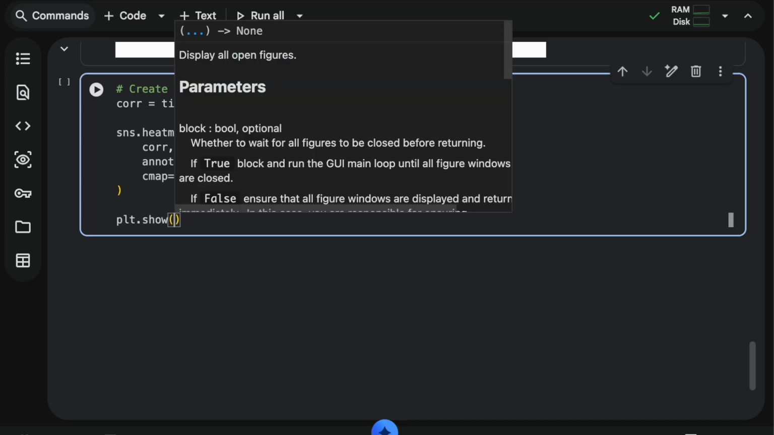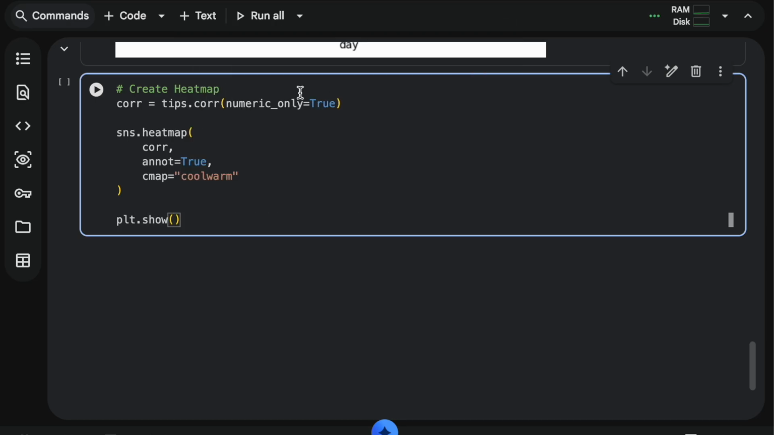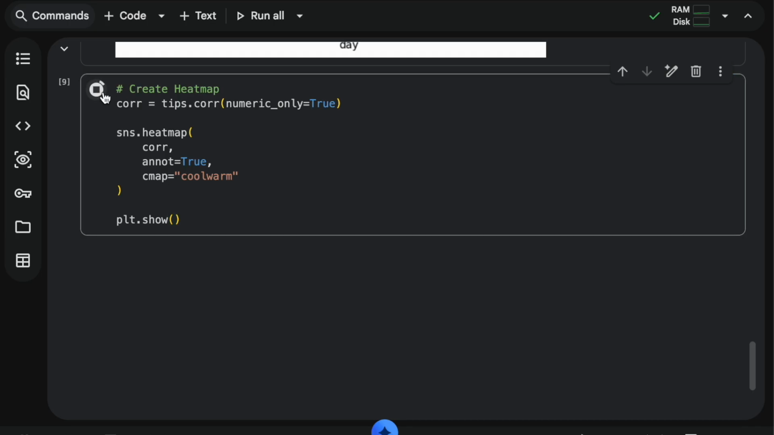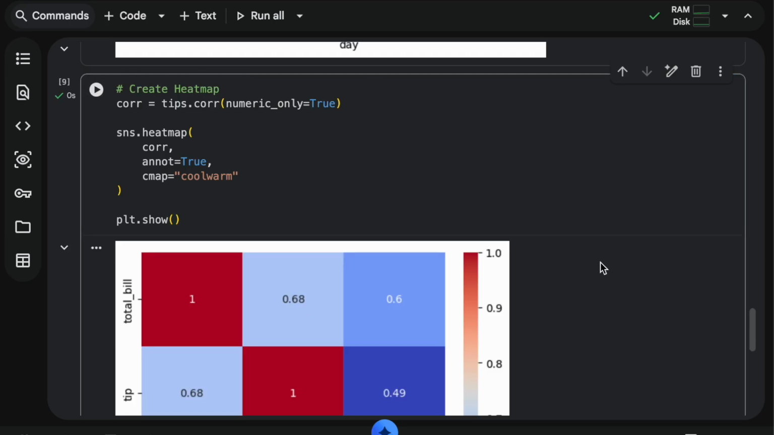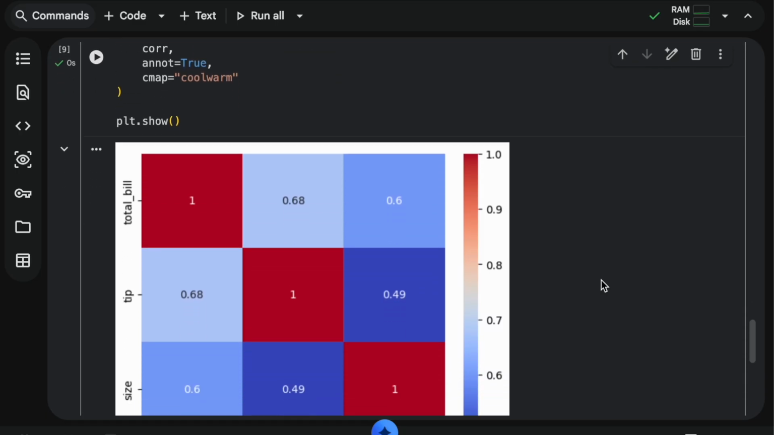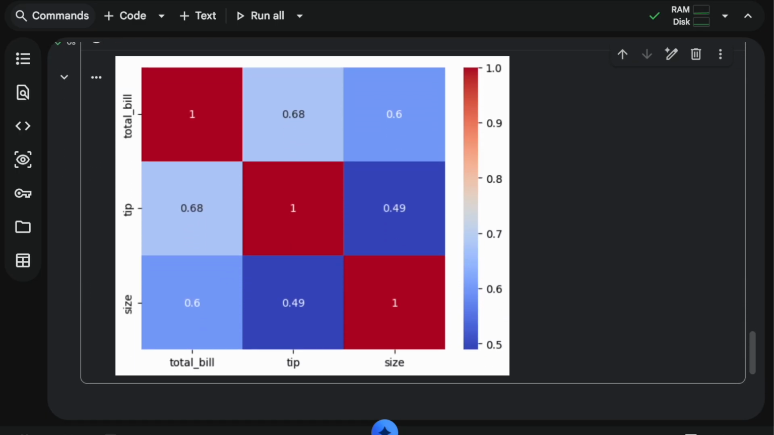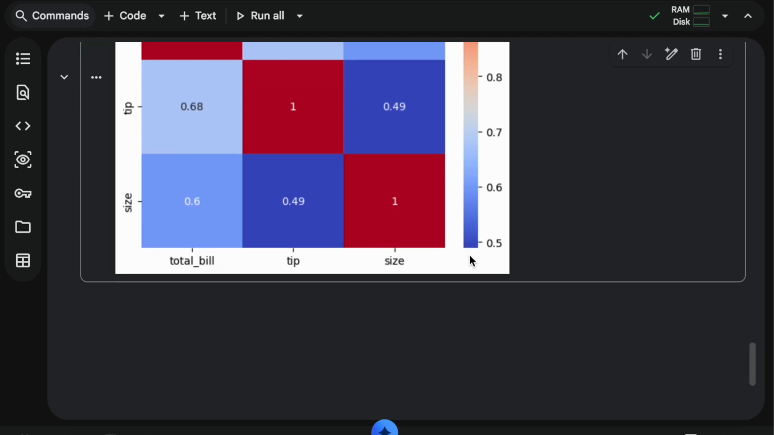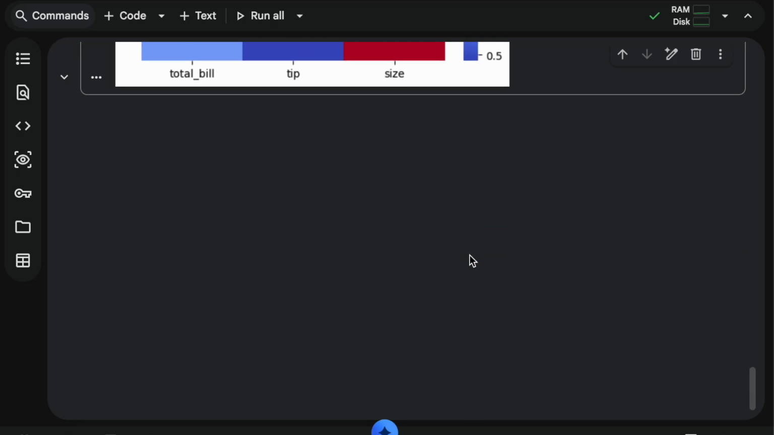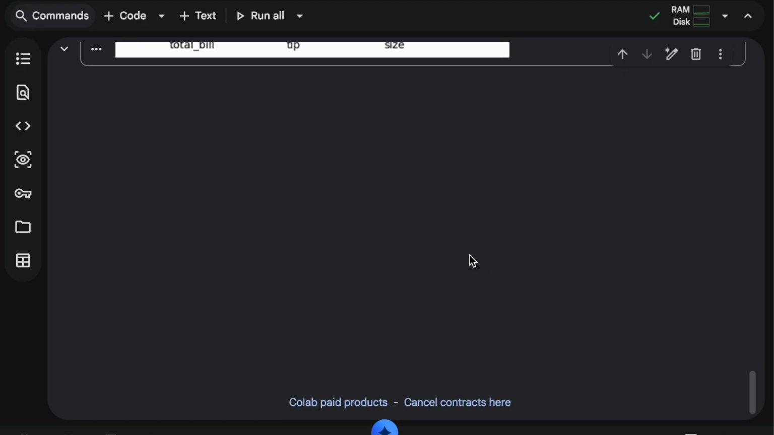The heat map shows values ranging from -1 to 1, where 1 indicates a perfect positive correlation, -1 a perfect negative correlation, and 0 no correlation. We can see, for example, that total bill and tip have a strong positive correlation, meaning that as the total bill increases, tips generally increase as well. Using a heat map makes it easy to identify relationships between variables at a glance, and the color gradient provides a clear visual cue about the strength and direction of these relationships.